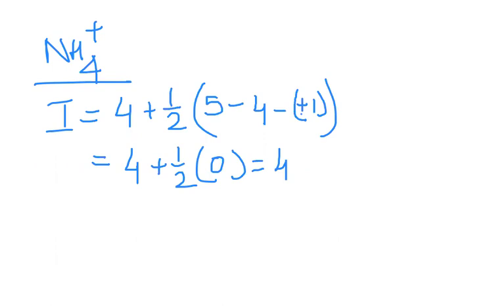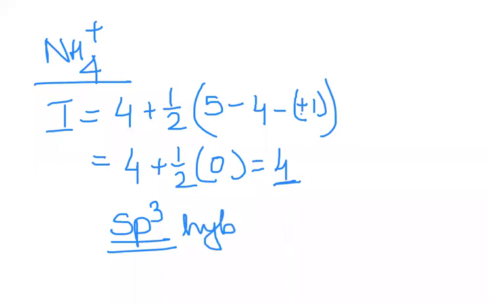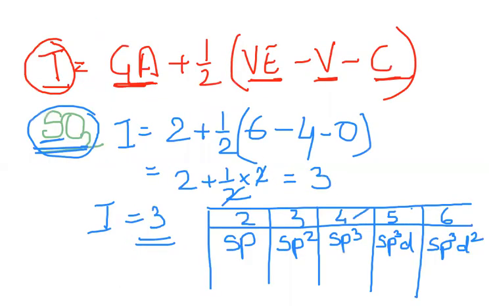So what did we just do? If nitrogen has an I value of 4, that means it is going to show sp3 hybridization. You can check the chart also. See this, here, you see 4, it is sp3. So this is how you have to find out the hybridized state of the different metal or non-metal central atoms, whatever. So now this kind of completes your hybridization.